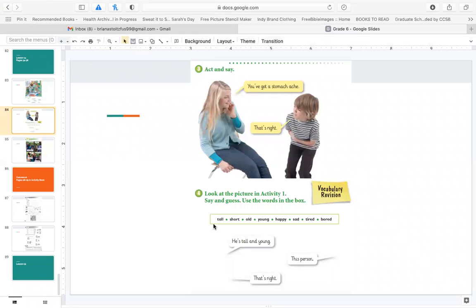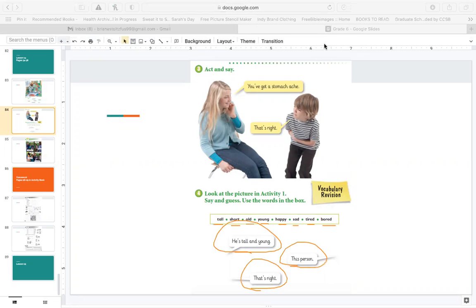Tall, short, old, young, happy, sad, tired, bored. He's tall and young. This person. That's right.